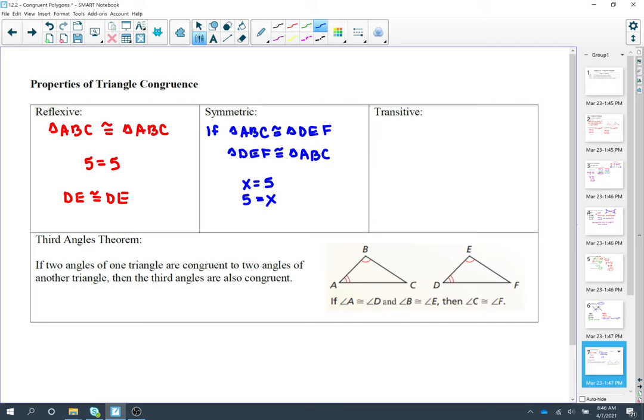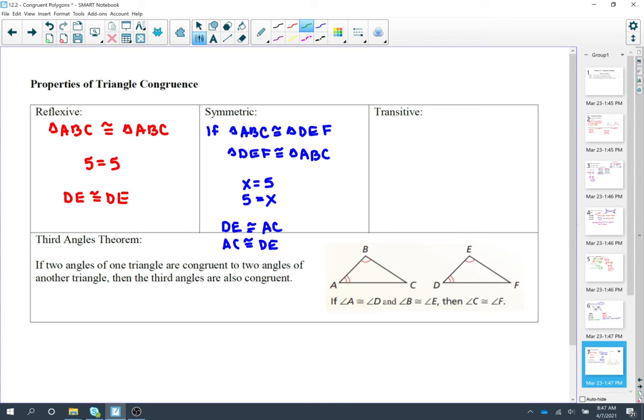If we were using side lengths, you could say that if DE is congruent to AC, then AC is also congruent to DE. Those are all examples of the symmetric property. And then we have the transitive property.